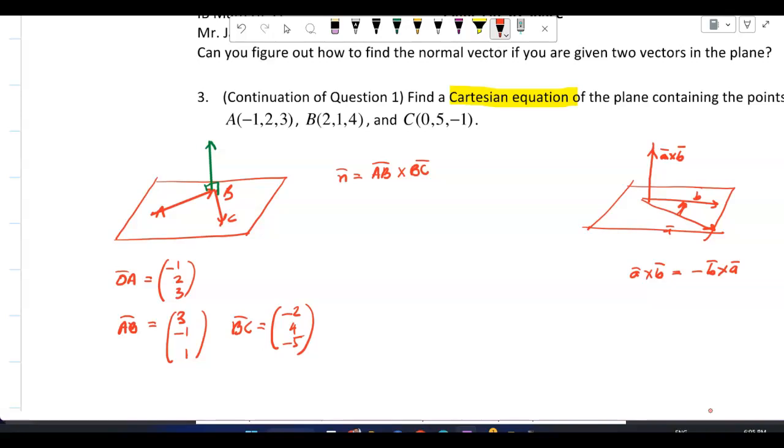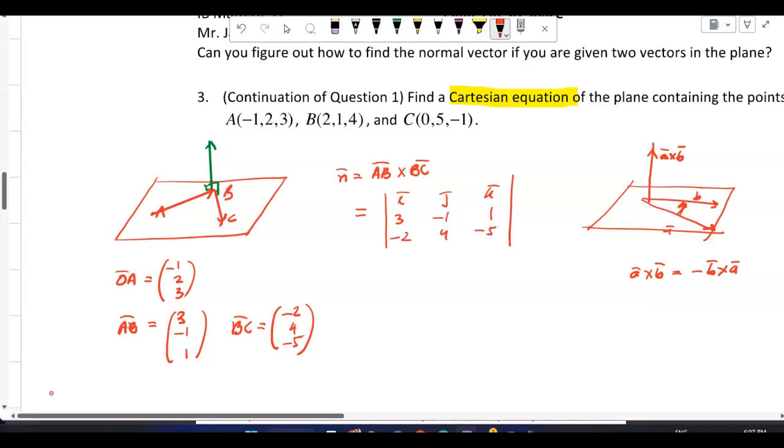You remember how to find the cross product? So do it like so. You put in your i, j, k, and your AB is 3, minus 1, 1. Your BC is minus 2, 4, minus 5. So the first one is your AD minus BC, that's 5 minus 4. The second one, you have to remember always this is plus, minus, plus.